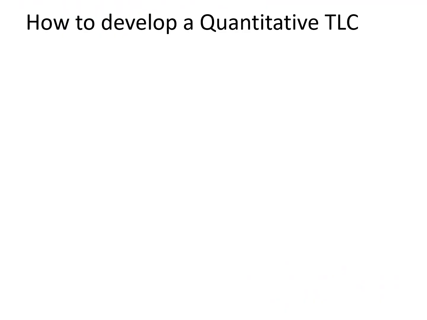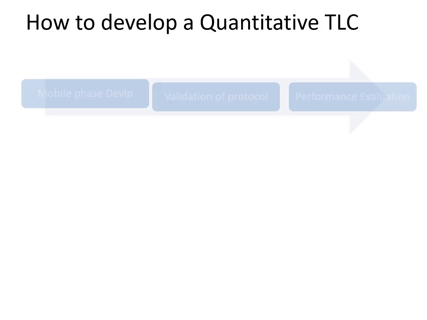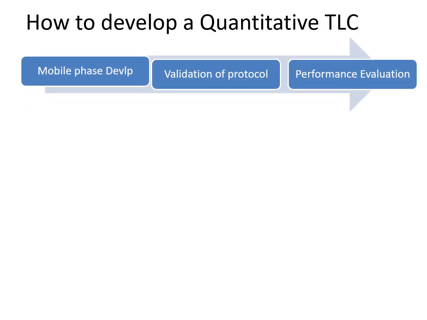Now, let us quickly look at the process of developing a quantitative thin layer chromatography. Generally, there are 3 steps involved in development of quantitative thin layer chromatography. The first step is the mobile phase development, followed by validation, and then performance evaluation.